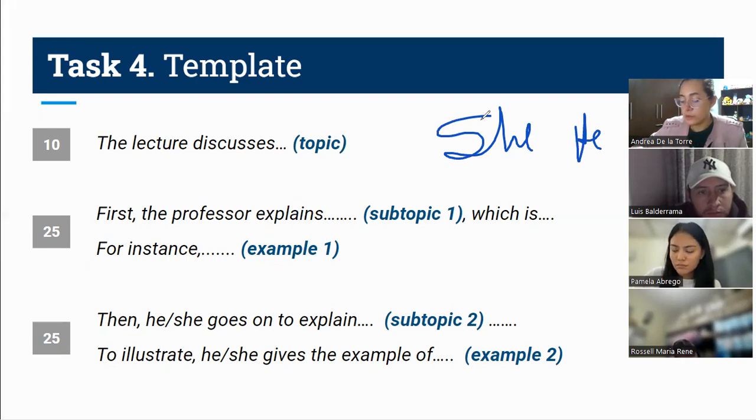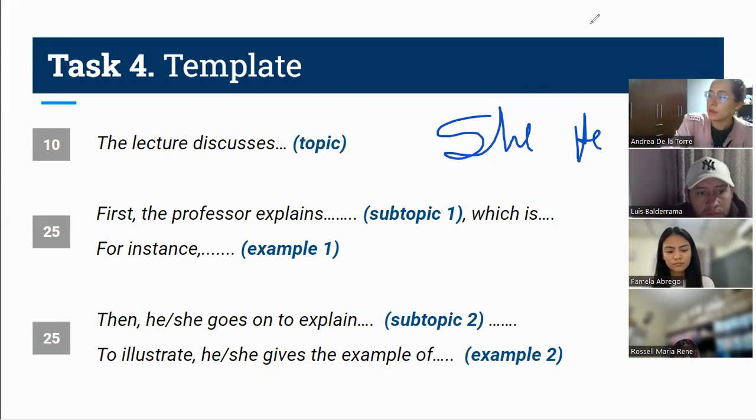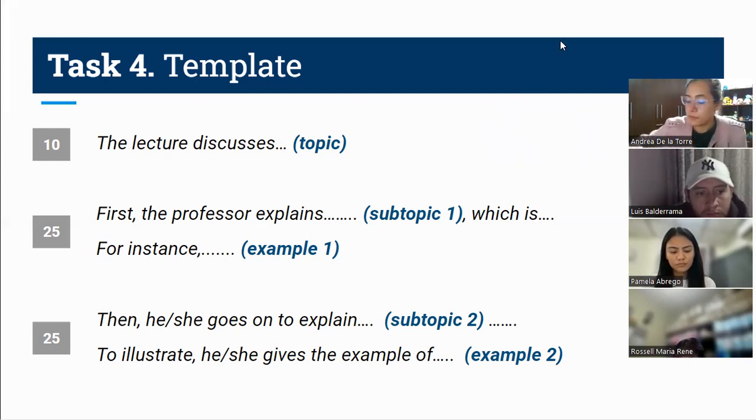So is that okay so far? Do you guys have any questions about this? Do you need a conclusion? No, you don't need a conclusion.